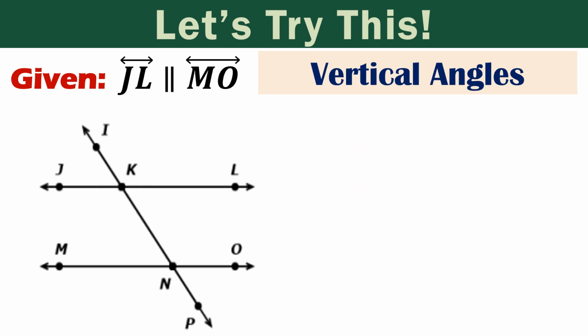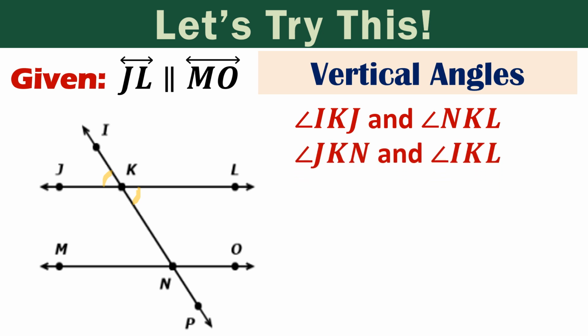Next, vertical angles. Just like in the angle measures mentioned a while ago, we can also apply vertical angles in here. So we have IKJ paired with NKL, correct. So this is actually a vertical angle. What else apart from that? We can also have JKN and IKL, this one, right?